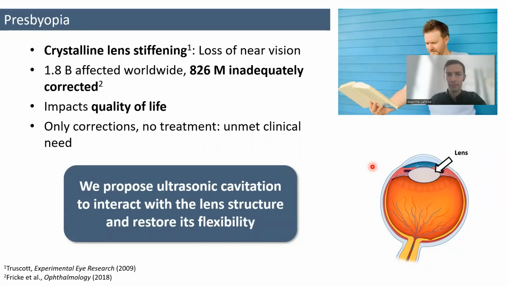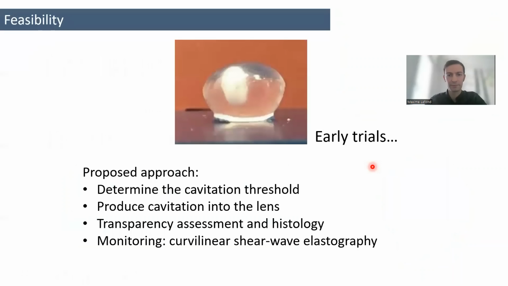Presbyopia affects virtually every adult past 45 years old and really impacts quality of life. Today, there is no real treatment of the cause of presbyopia, but only various ways of correcting for it, such as spectacles or, with increasing aggressiveness, surgery. What we propose is to use ultrasonic cavitation to interact with the lens structure and restore its flexibility.